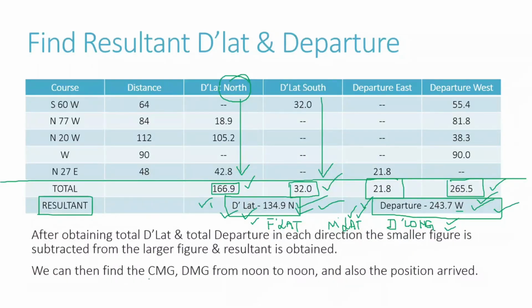They want us to find out the course made good and the distance made good. So beta, can you tell me how can we find out the course made good from here? Sir, from the final plane sailing triangle we know the departure and DLAT, so we can calculate the course. Very good, beta. So using the same formula, tangent course is equal to departure upon DLAT. We will use the resultant departure and resultant DLAT and we will get our course made good.